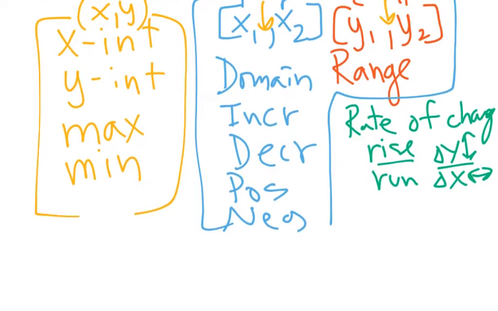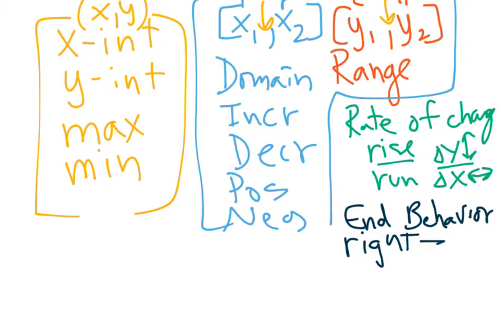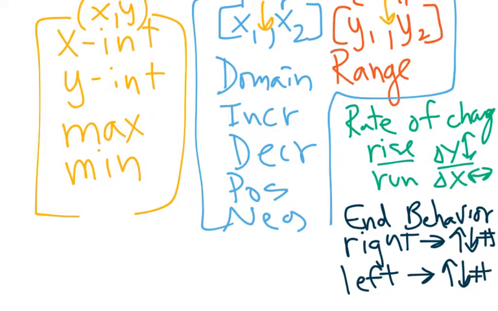Okay, and we also have our end behavior, don't we? And our end behavior, right, tells us as we go right what's happening to our graph, and as we go left what's happening to our graph. Where is it approaching? Is it going up? Is it down? Is it a number that it's approaching? Okay, same with left. Up or down, positive or negative infinity, or a number. Okay, so make sure you understand how to find those.